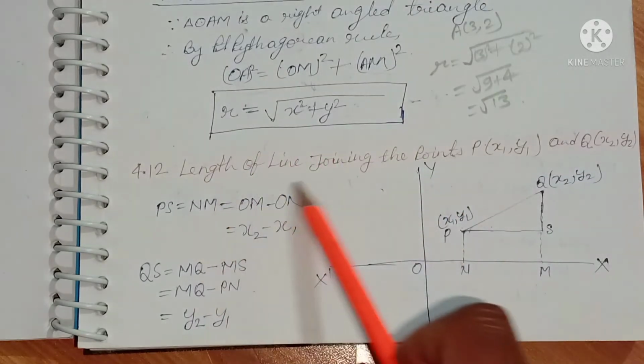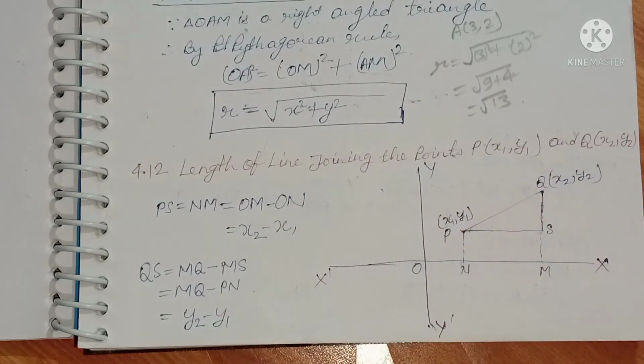Now next here is the length of the line joining points P and Q. Two points P and Q are given. The coordinates of P are x1, y1, and the coordinates of Q are x2, y2. A perpendicular is drawn from Q to the x-axis, that is QM, and from P it is PN, perpendicular.